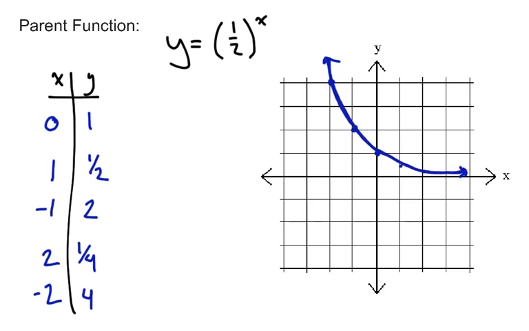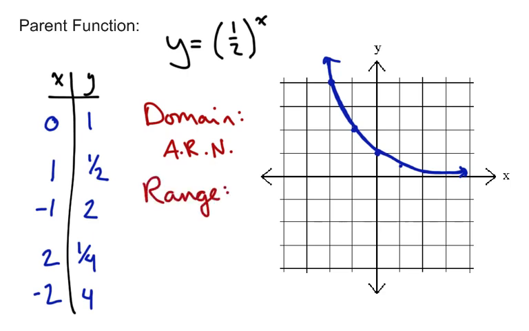Once again, though, it still has a domain and a range that we want to look at. The domain, of course, is all the x values that we can use, and we can pick anything for x. So we say that's all real numbers. And the range is the same as with exponential growth as well.